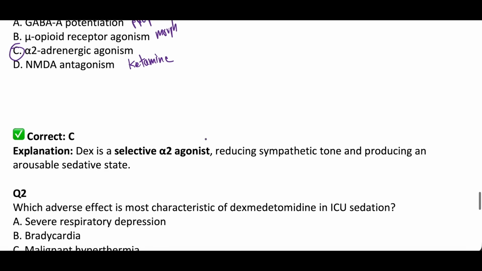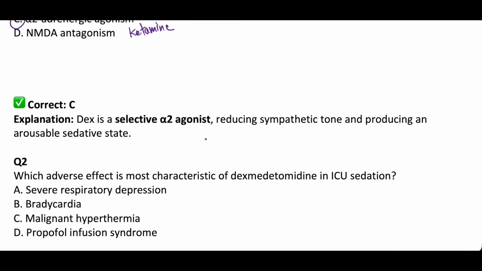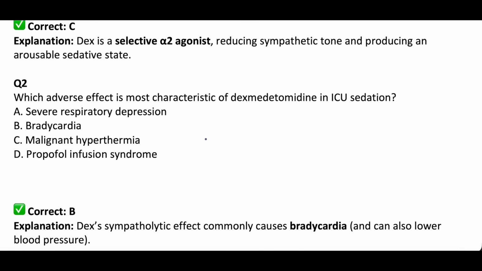All right, question 2. Which adverse effect is most characteristic of dexmedetomidine in ICU sedation? A, severe respiratory depression, B, bradycardia, C, malignant hyperthermia, or D, propofol infusion syndrome. Hopefully you don't choose that last choice. Correct answer is B. Dexmedetomidine is a sympatholytic, right? It decreases sympathetic outflow. It is classic for causing bradycardia. It does not cause severe respiratory depression. You can extubate on dexmedetomidine. It does not cause malignant hyperthermia, and propofol causes propofol infusion syndrome rather than dexmedetomidine. We have episodes on propofol too, so just search Whiteboard Medicine propofol, and you can learn all about that one.